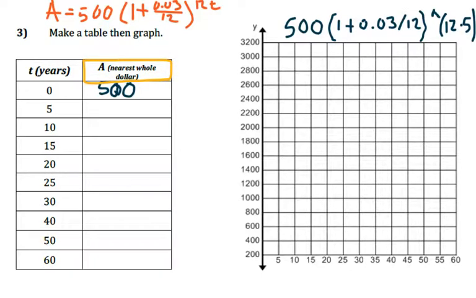But notice at the top of that second column, A needs to be rounded to the nearest whole dollar. So we're going to round to the nearest whole dollar. So that would be $581.